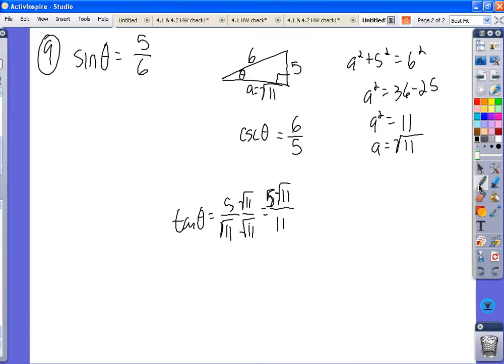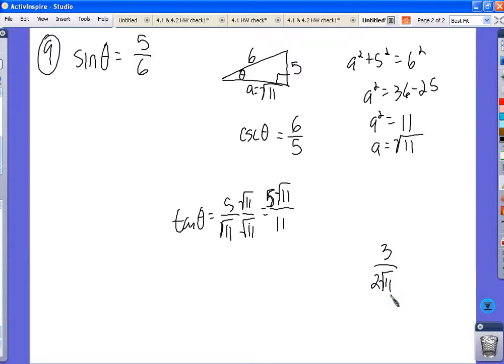That's right. What if you have a number like 2 times the square root of 11? Let's say we had 3 over 2 times the square root of 11. Still multiply by the square root of 11. The square root of 11 times the square root of 11 is 11, so the denominator is 22, and you get 3 root 11 over 22.